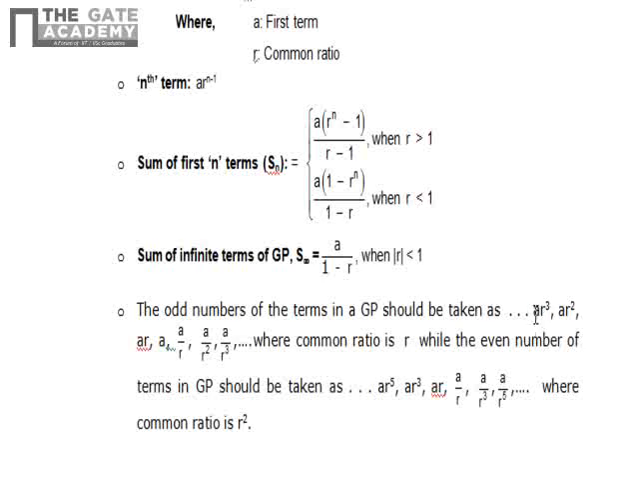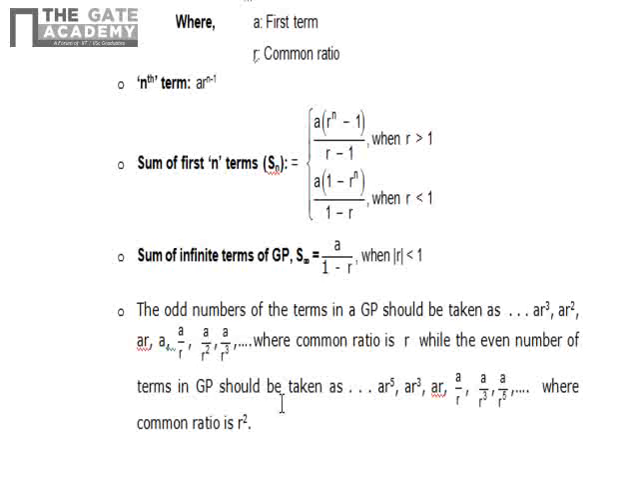Your format of assumptions will become AR cube, AR square, AR, A upon R square, A upon R cube. That means here 1, 2, 3, 4, 5, 6, 7, we have assumed 7 terms. Suppose it is 5, then AR square, AR, A upon R square.